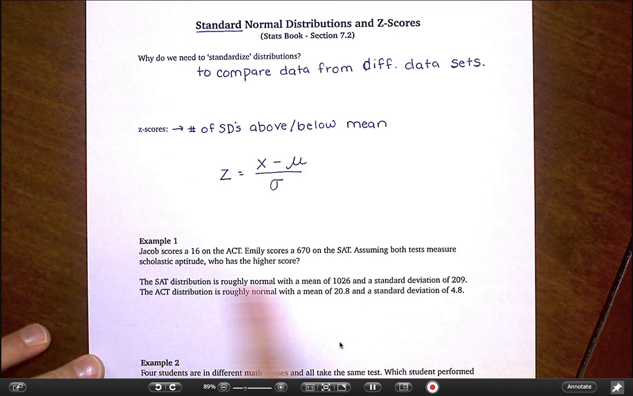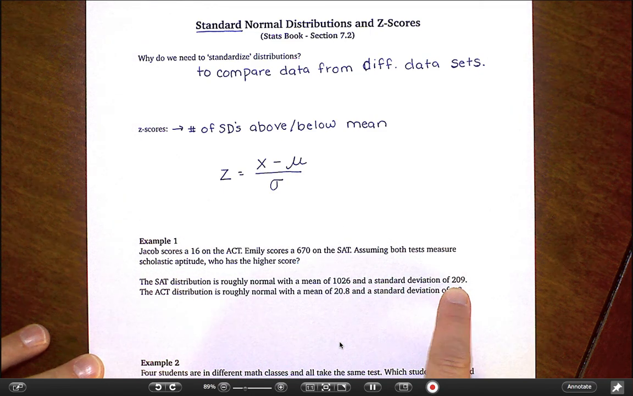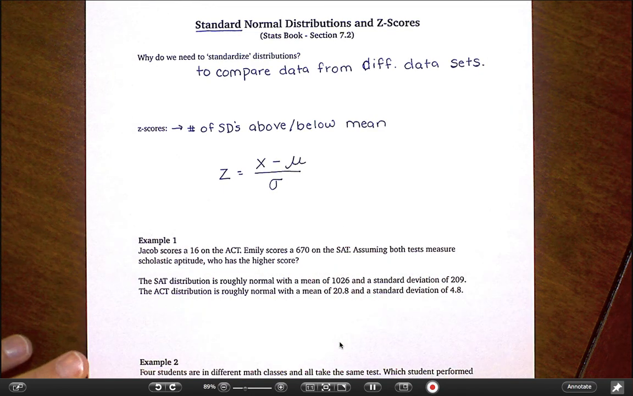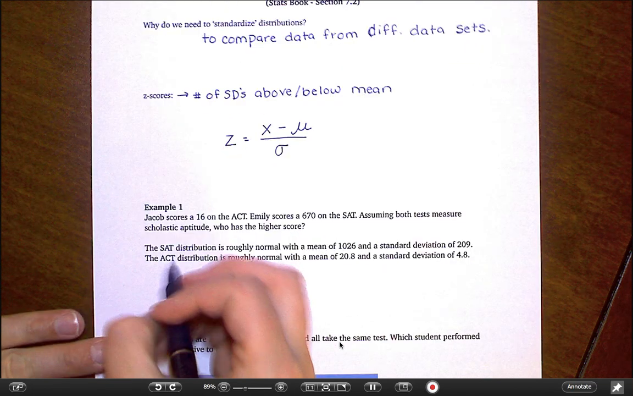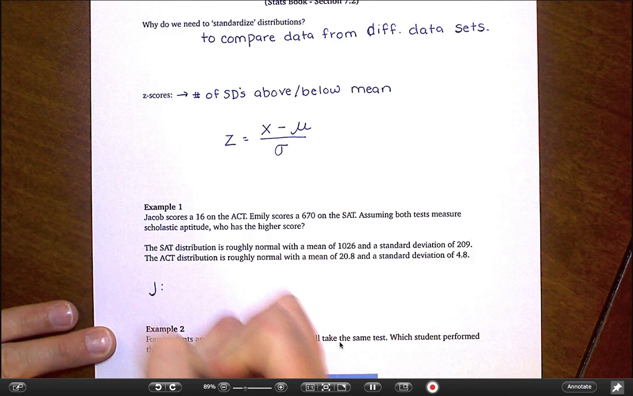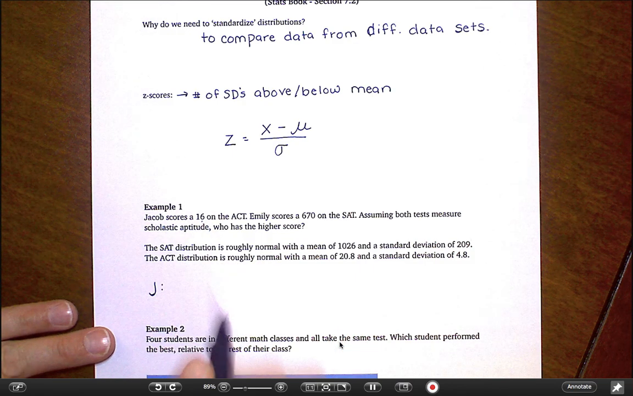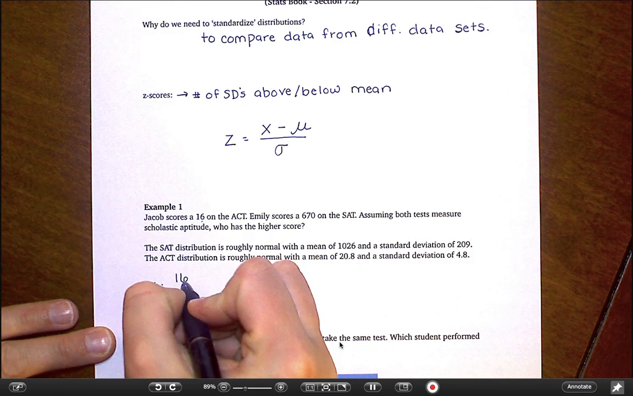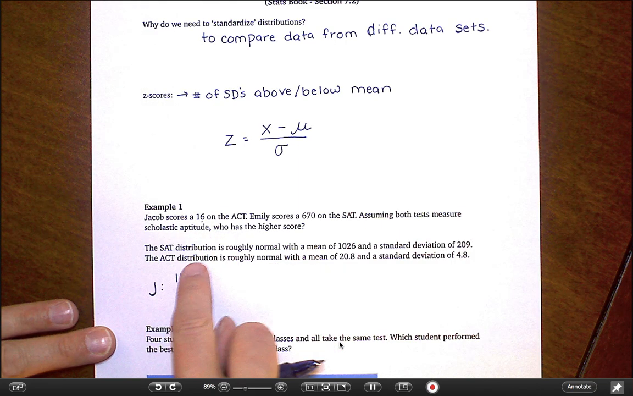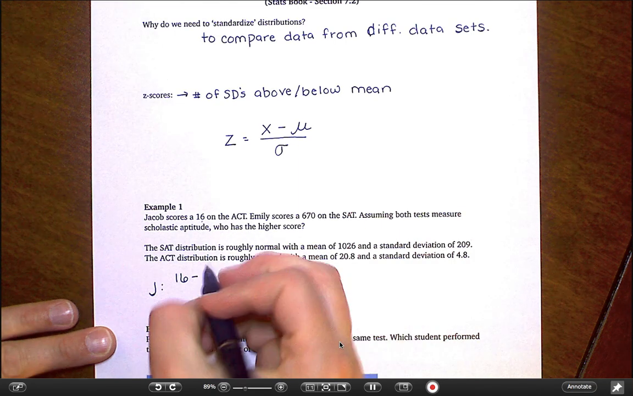And then it gives me my mean and standard deviation of the SAT and mean and standard deviation of the ACT. So what I want to do is convert these both into z-scores, because once these things are in terms of z-scores, I can compare the 2. So if I'm looking at Jacob, I'm going to take his score of 16 and subtract the average on the ACT, which is 20.8.